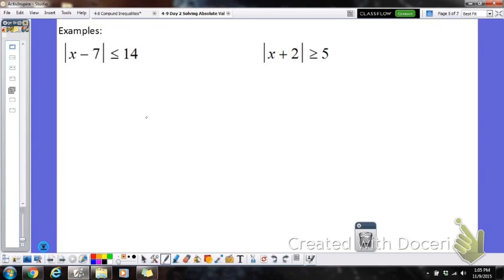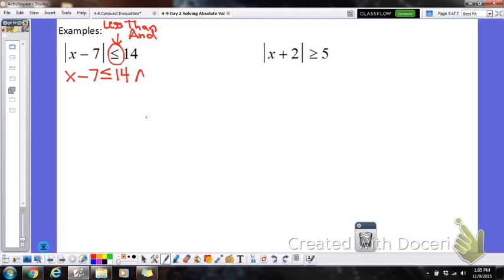So the first one is absolute value of x minus 7 is less than or equal to 14. So since I see a less than or equal to here, I know since it is a less than, I know right away I'm going to have an and statement. So I'll have an and inequality statement. So, since it is a less than and statement, I will take x minus 7. It is going to be less than or equal to my original number because I'm looking for the distance that is less than 14.